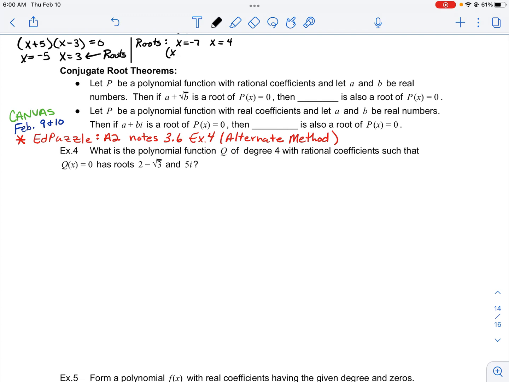Well, to get there, we would do x minus whatever that root is. So x minus a negative 7, which would take us to x plus 7. And then we would have x minus, and then you bring the 4 back across. So x plus 7, x minus 4. And then if we want to know what the function is, we would now multiply that together, or FOIL it.